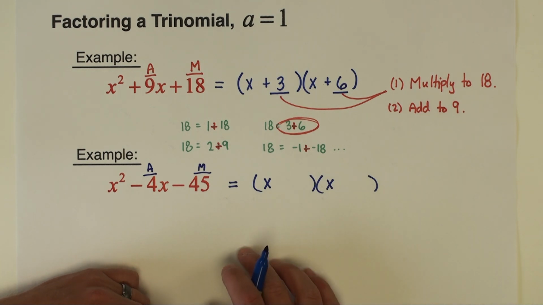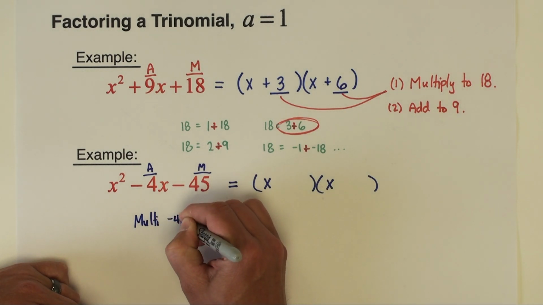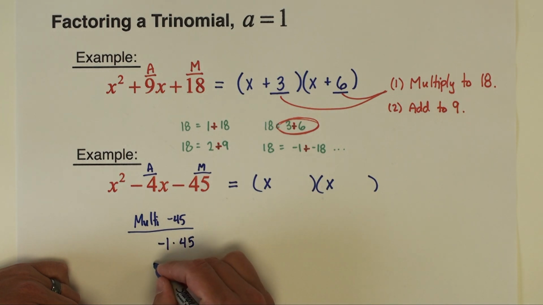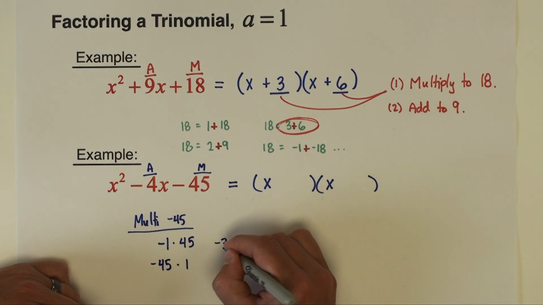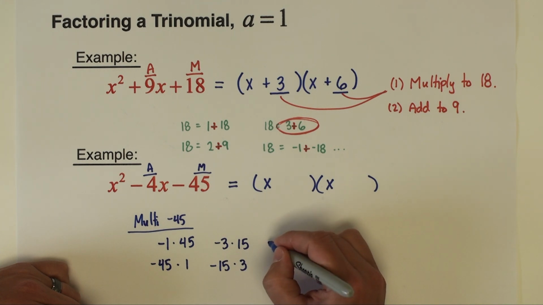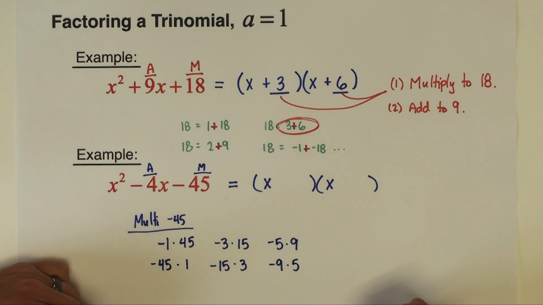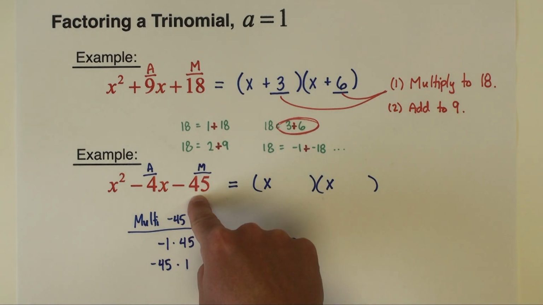So let's list out all the ways that we can multiply to -45. Okay, we could have -1 times 45. We could have -45 times 1. We could have -3 times 15. We could have -15 times 3. We could have -5 times 9 or -9 times 5. Notice that when I switch the negative to the opposite number, it's actually switching the pair of numbers, and it's different. So I have to consider all those possibilities. So those are the ways that I can multiply two numbers to -45.